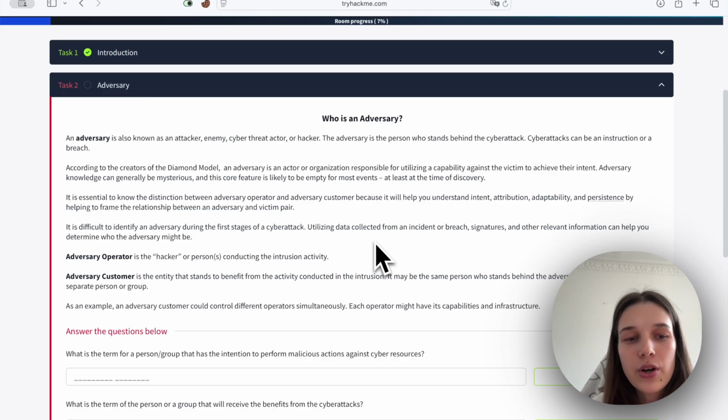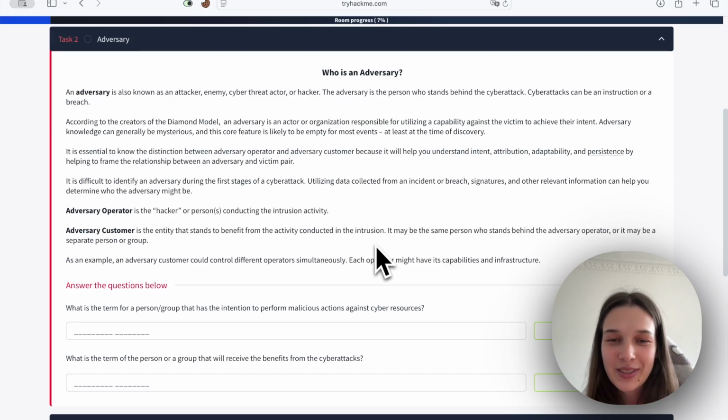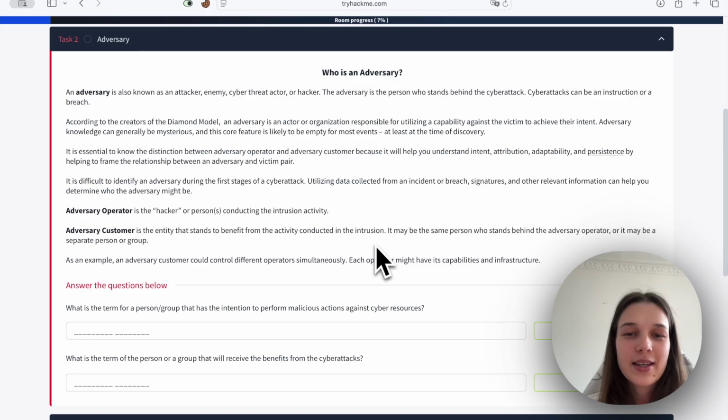The adversary customer can also pay money to an adversary operator to do some specific attack or target some specific organization. So it also can be the same person. So the adversary operator and the customer can be the same person, who benefits from the attack and does the attack. When I say person, I don't mean only one person; it can also be a group of people, or the whole organization.